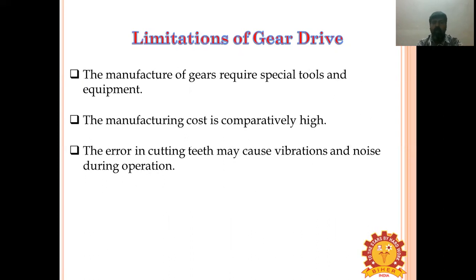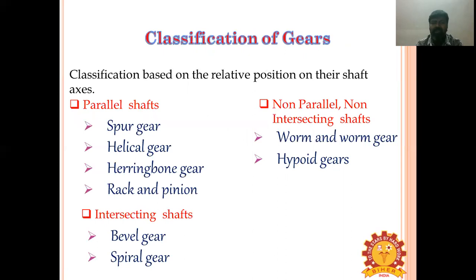Then there are some limitations. The limitations of gear drives are that the manufacturing of gears requires special tools and equipment. We can cast them, or we can manufacture them in many ways. The manufacturing cost is comparatively high, and errors in cutting teeth may cause vibrations and noise during operation.